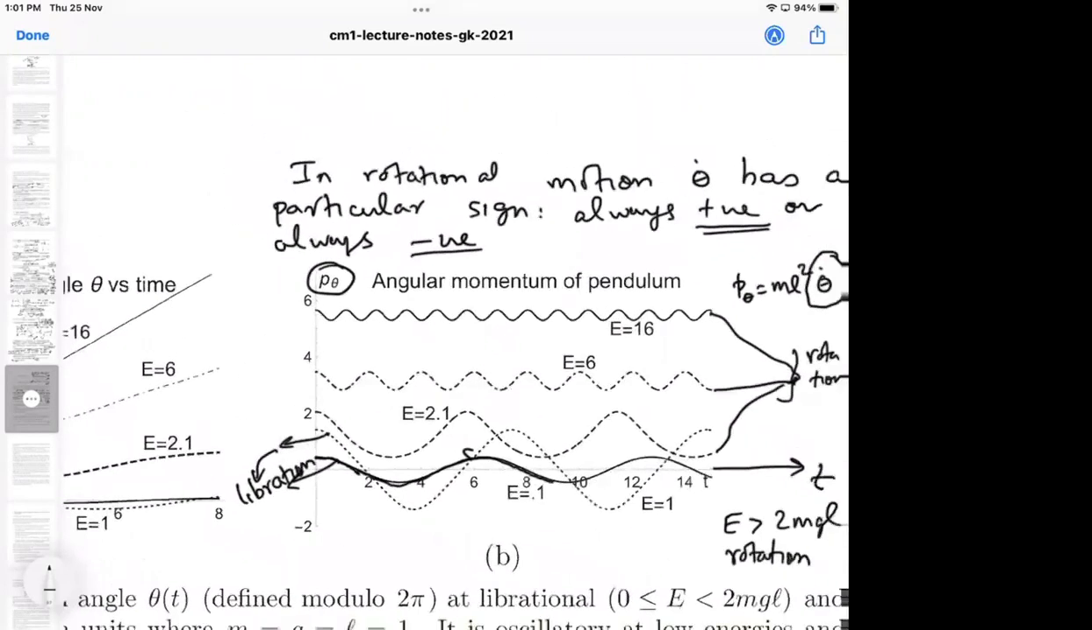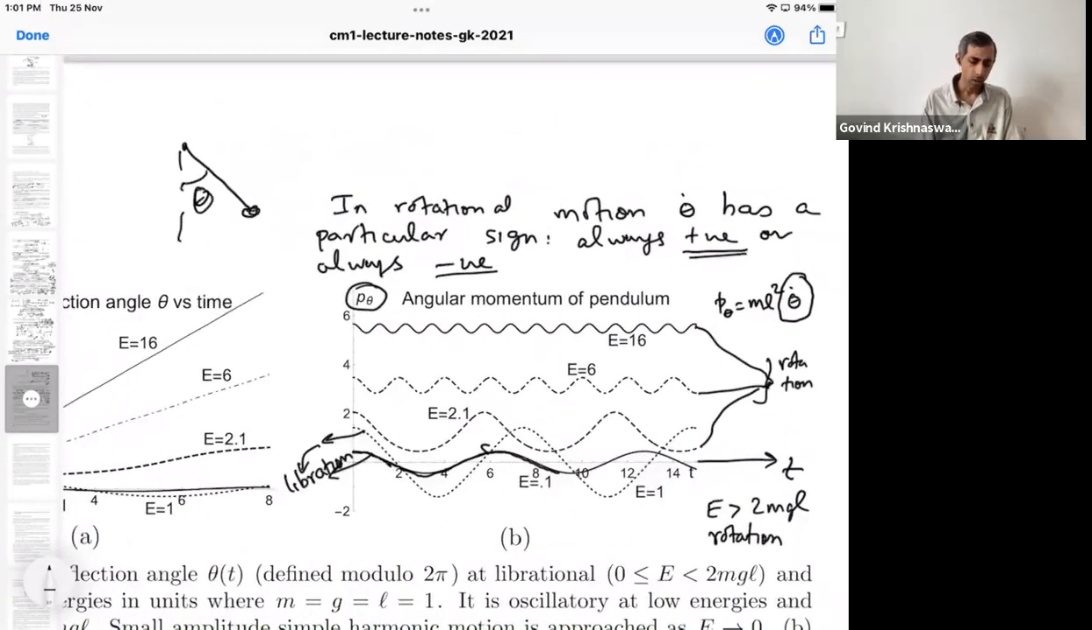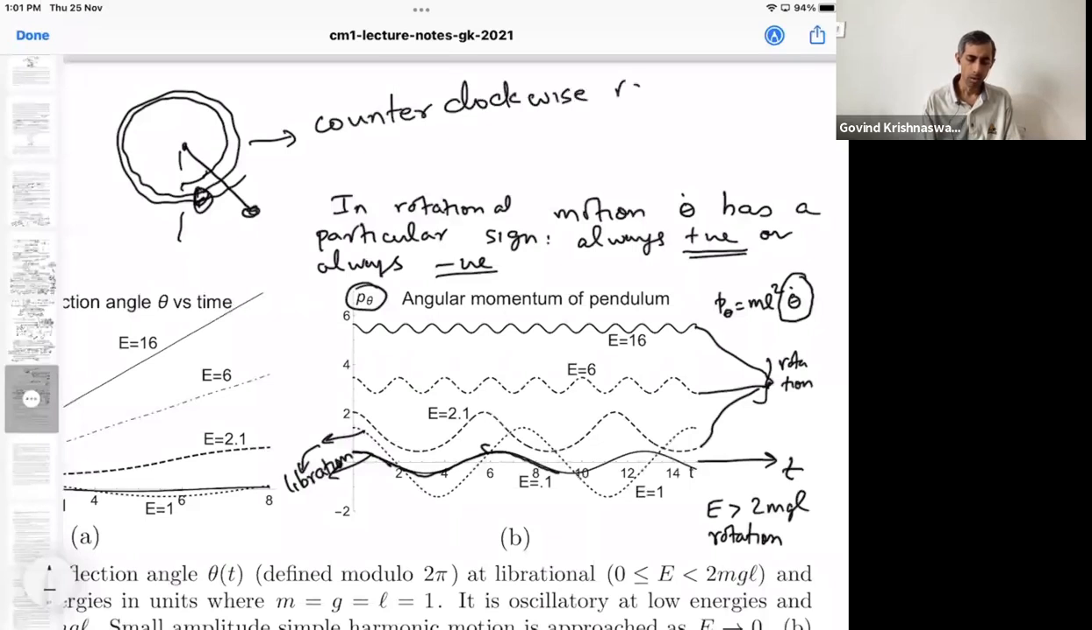So let us draw the picture. Here is my bob. This is the angle theta. If theta dot is always positive, it means theta is always increasing this way. It may go round and round. So this is called counterclockwise rotational motion, and that corresponds to theta dot always positive. We are not saying theta dot is a constant. All we are saying is it is always positive. That corresponds to counterclockwise rotational motion.